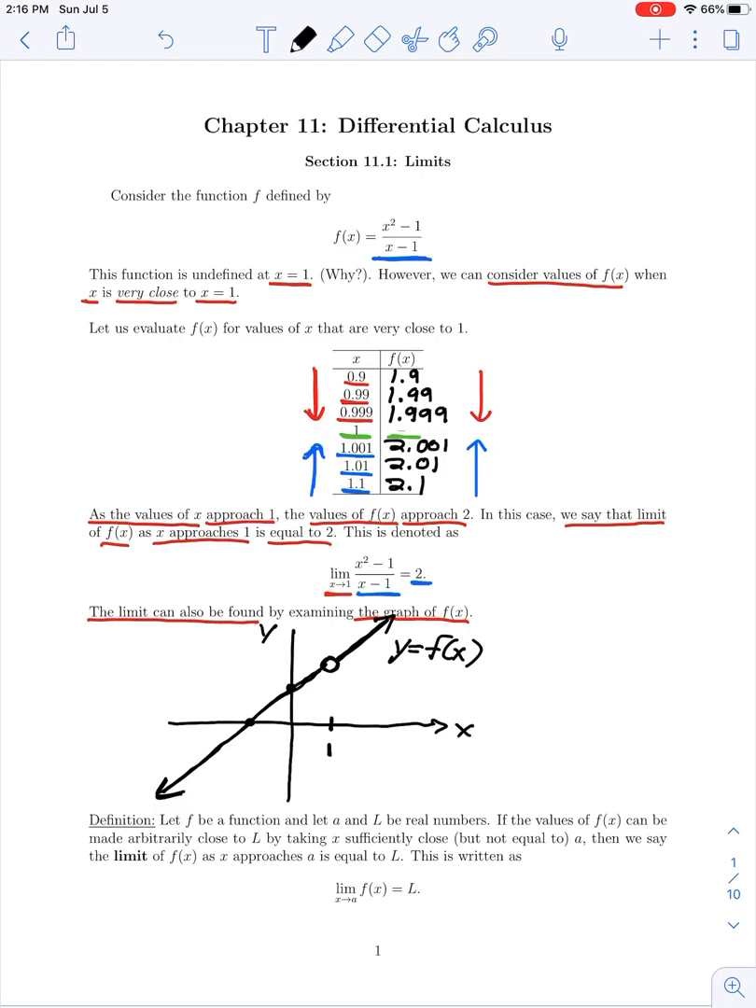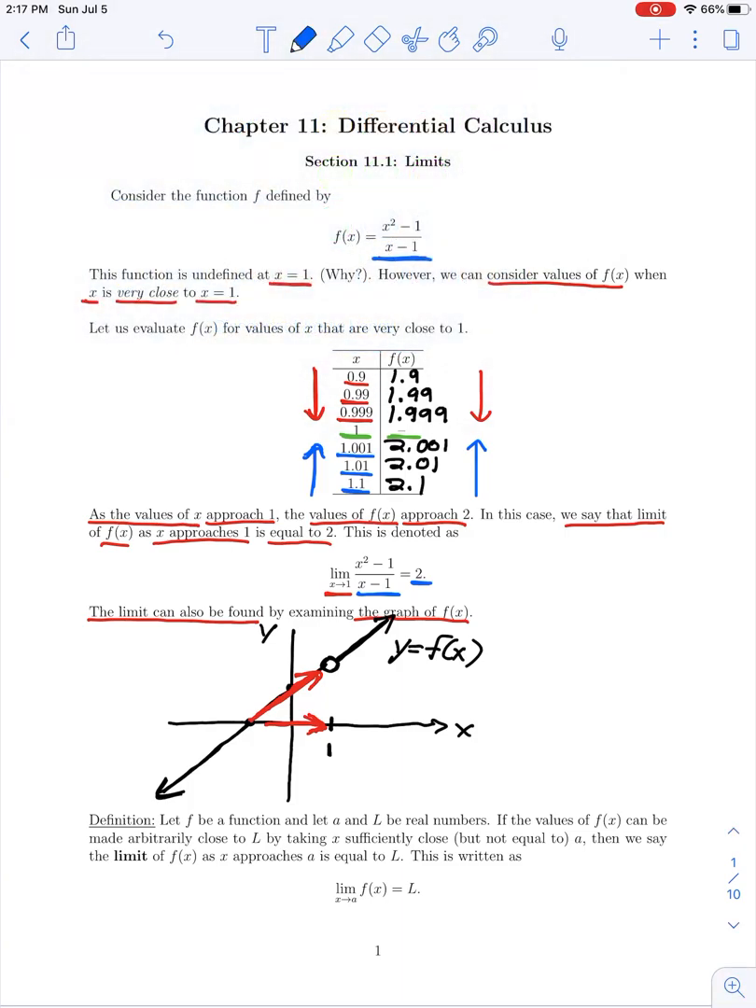So how can we use a graph to determine the value of a limit? Well, if we're interested in what's happening to our function as x is approaching 1, let's consider the graph of our function. As the values of x, that is along the x-axis, are moving closer to the value 1, let's see what's happening with the values of our function. So moving along our line in the same direction as we're approaching 1, we see our line is moving towards this point where we have a hole.